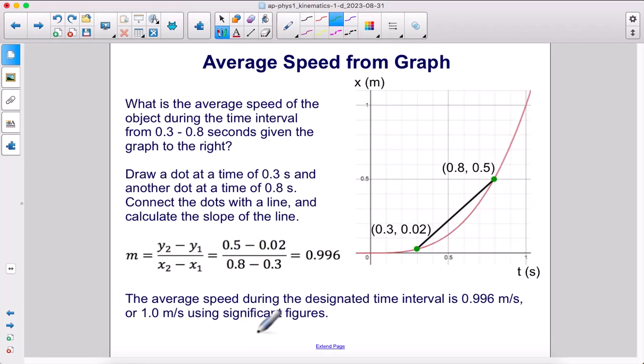What is the average speed of the object during the time interval from 0.3 to 0.8 seconds, given the graph to the right? All right, so if we want to find average speed, we're going to take those 2 points, we're going to label them, and we're going to find the slope between those 2 points. So if you just draw a line straight from that point to that point, find the slope of that line. That will give you average speed. In this case, it is 0.996 or 1 meter per second.